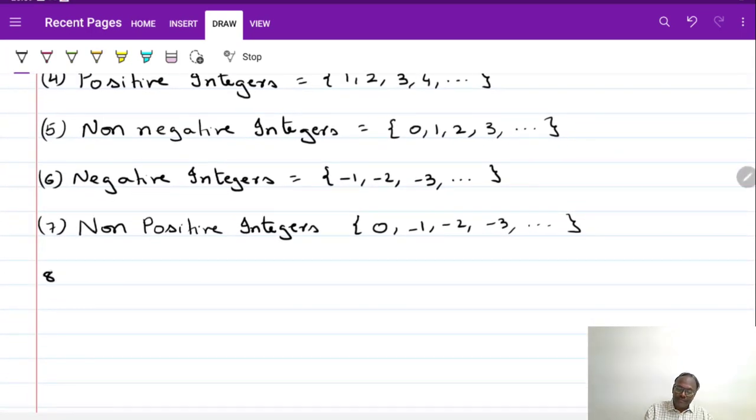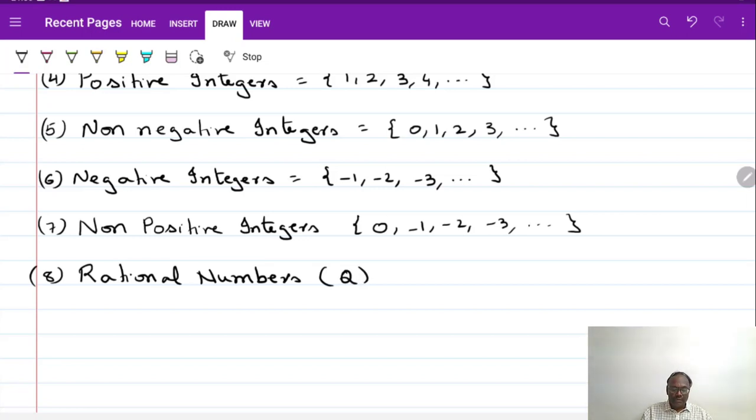Then we have rational numbers. They are represented by the symbol Q. As we have seen, a rational number is a number which can be expressed in the form of P by Q, where P and Q are integers and Q not equal to 0. This can be a rational number.